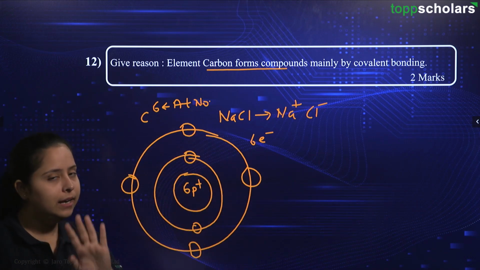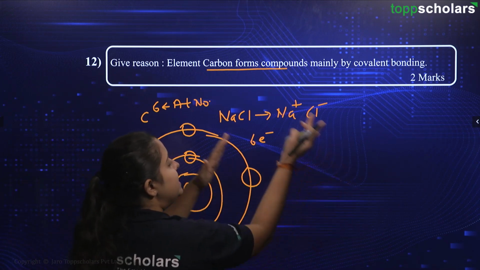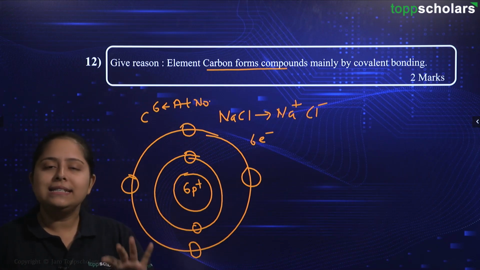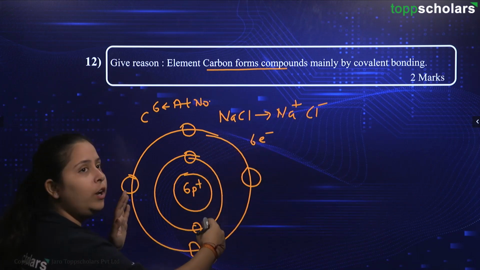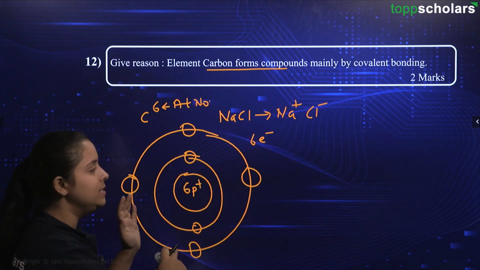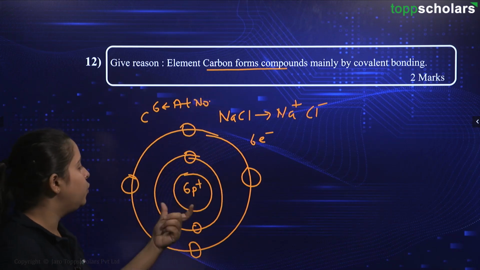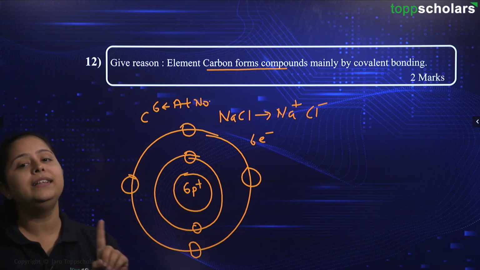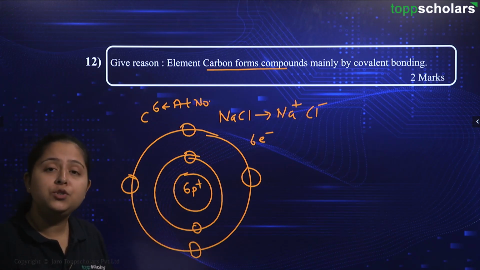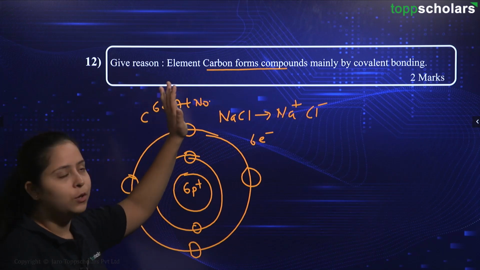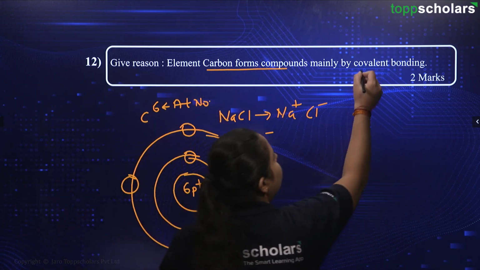Now consider another scenario in which this carbon atom accepts 4 electrons to obtain a stable electronic configuration. The carbon atom is acquiring 4 electrons, so the total number of electrons is now 2 plus 8, that is 10. So 10 electrons are present but there are still only 6 protons in the nucleus. Again the energy discrepancy exists. Hence, this carbon atom has chosen another way of forming bonds. It will not form ionic bonds, it will go for covalent bonding.